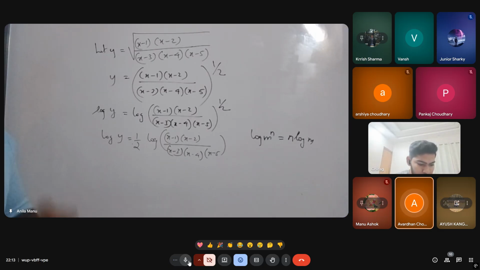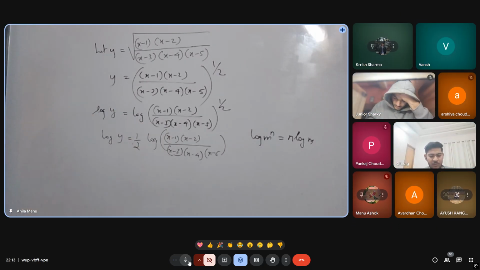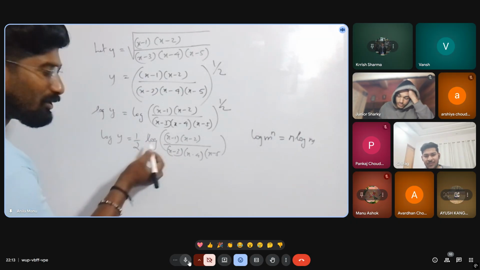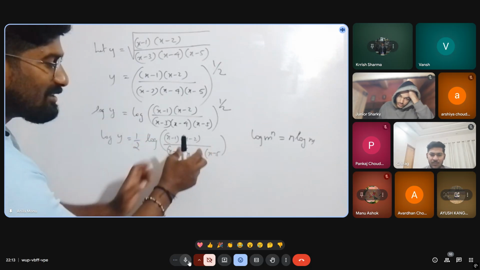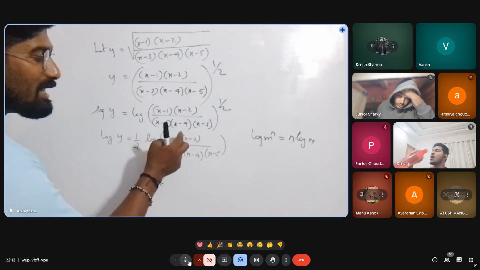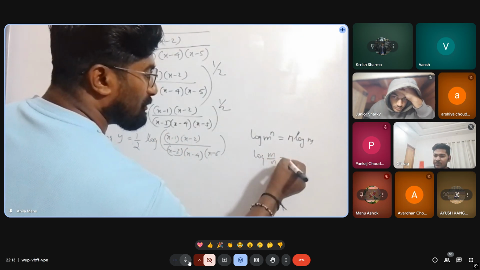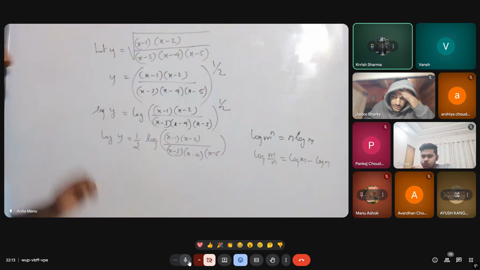Sir, we will use the formula log m by n, log m minus log n. When you see this one, 1 by 2 is constant, always we have to take outside. But when you approach the second function, you can see here something by something, right? That is log m by n form. Log m by n is log m minus log n. Very good.